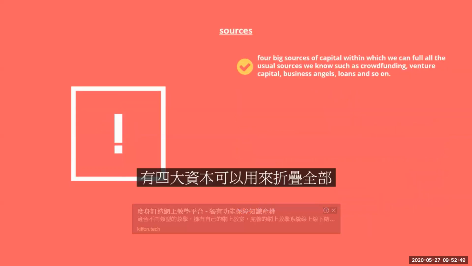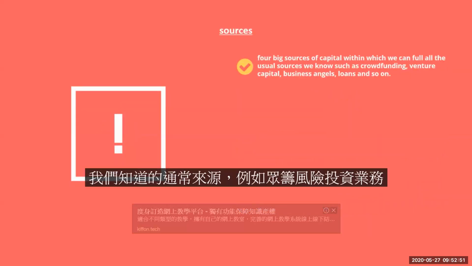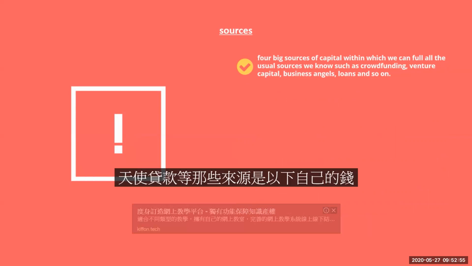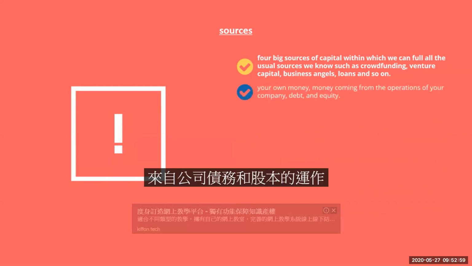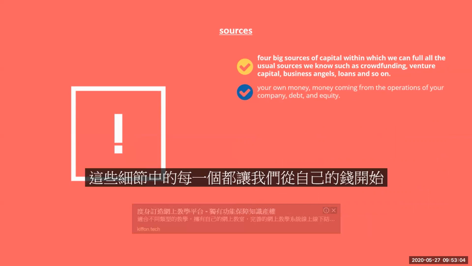There are four big sources of capital within which we can fold all the usual sources we know, such as crowdfunding, venture capital, business angels, loans, and so on. Those sources are the following: your own money, money coming from the operations of your company, debt, and equity. Let's look at each one of those in detail.